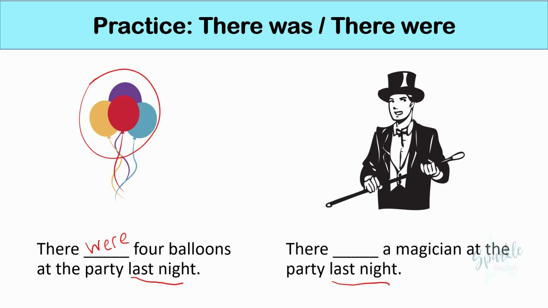In the second example, it is one magician. It's a singular noun. So we have to use there was a magician at the party last night. You cannot say there's a magician at the party last night because there's means there is. There's is only a contraction for there is, not for there was. So when we're talking in the past, we have to say there was a magician at the party last night if we are referring to a singular noun.